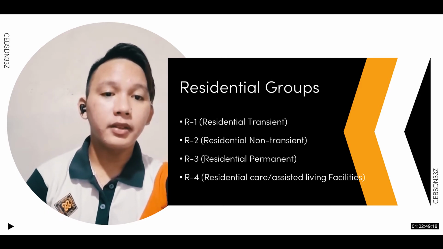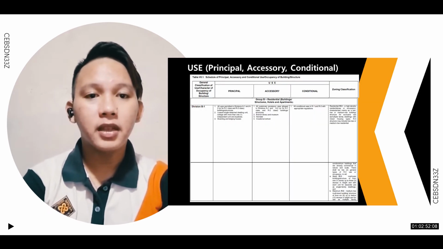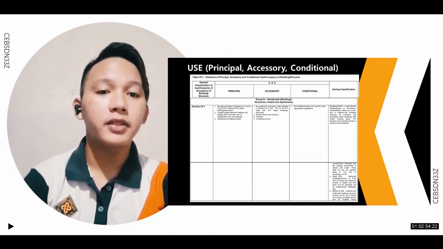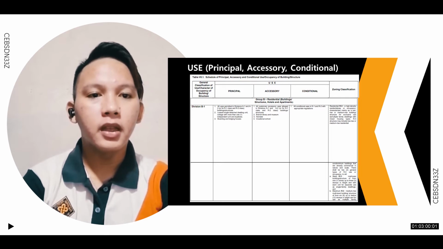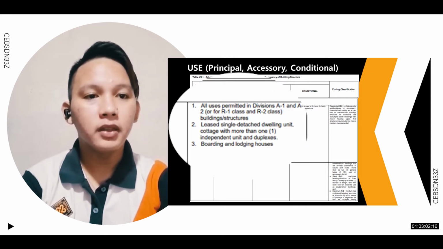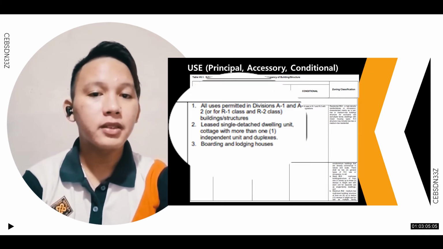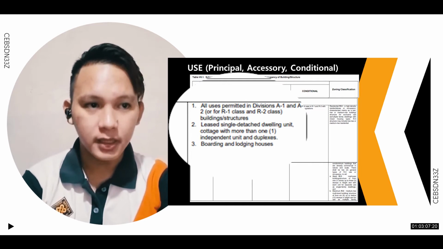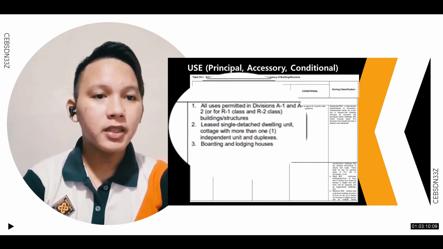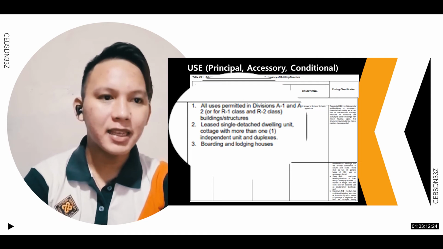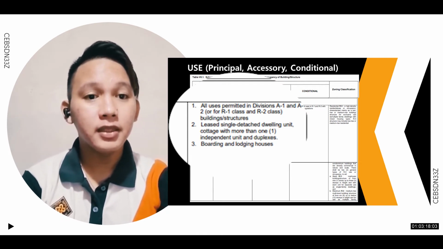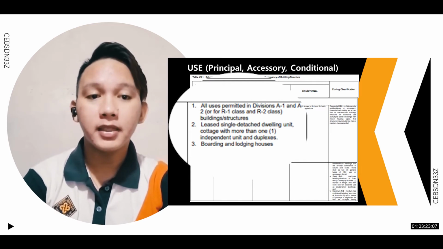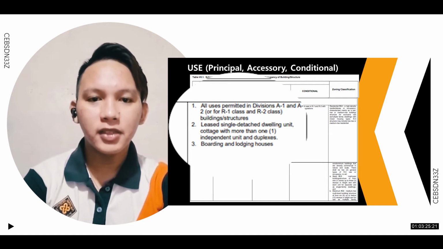Now, let's proceed to the use of Group B. General classifications of use or character of occupancies of the building or structure. We have Division B1. Next, the principal uses of Division B1. First, we have all uses in Division A1, which is the residential building or structure for exclusive use of single-family occupants, and A2, which is the residential building for the exclusive use of non-leasing occupants not exceeding 10 persons. Number 2. Listed single detached dwelling units, cottages with more than one independent unit, and duplexes. Number 3. Boarding and lodging houses.